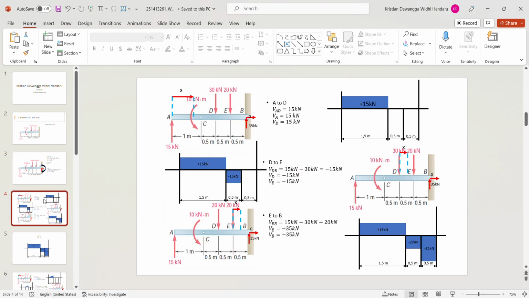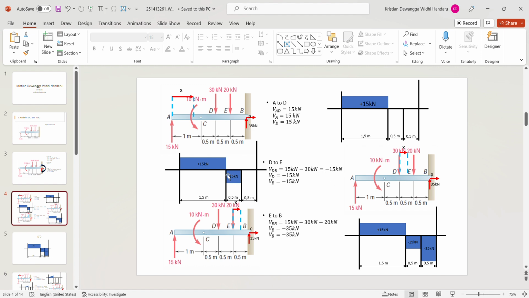And then next we find the SFD. This is how we look in. This is the step for the A to the D, D to the E, E to the B. So from A to the D, we got that VAD equals 15 kilonewton, and it's the exact same value for the VA and VD. It's also 15 kilonewton, and then it works for D to E. This is D, this is E. So this is the X in the middle of the D and E. And then the equation we got for VDE is 15 kilonewton minus 30 kilonewton, so equal to minus 15 kilonewton.